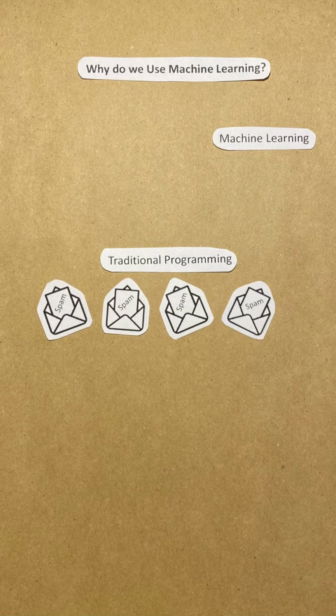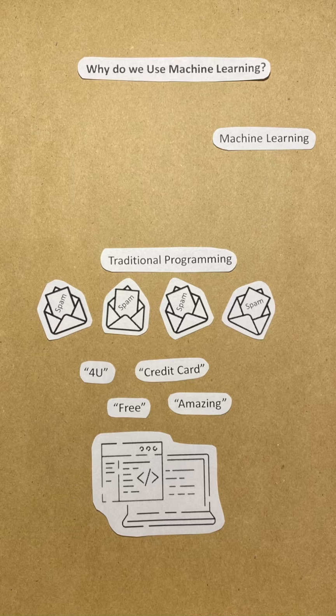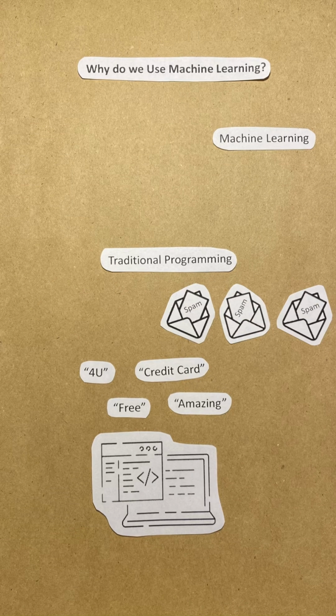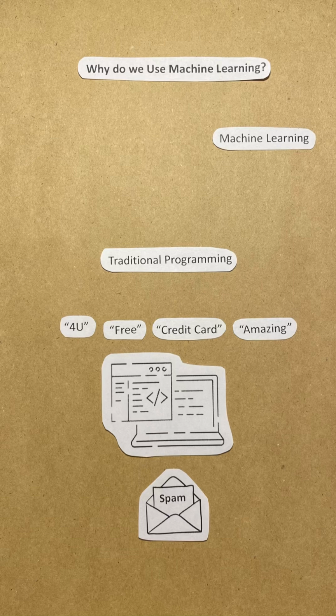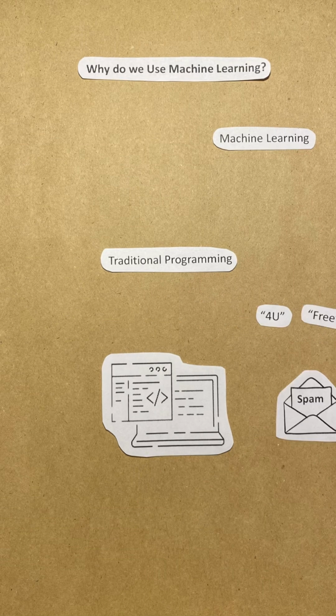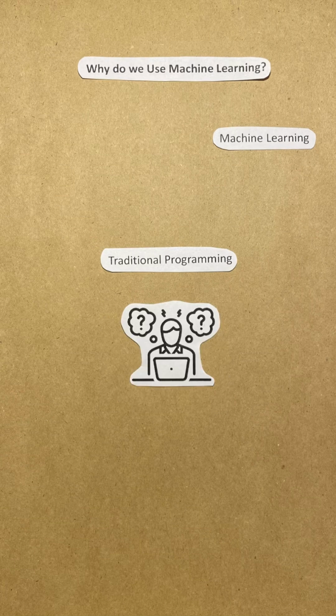First, you look at lots of spam emails and notice some common patterns. For example, spam emails often have words like "for you," "credit card," "free," and "amazing." You write a set of rules for your program to follow. If an email has certain words or patterns, the program marks it as spam. You test your program and keep adjusting the rules until it works well. If you do that, your program ends up with a long list of complex rules, making it hard to manage.